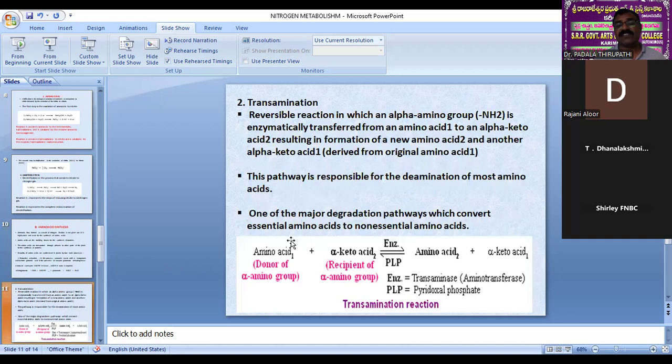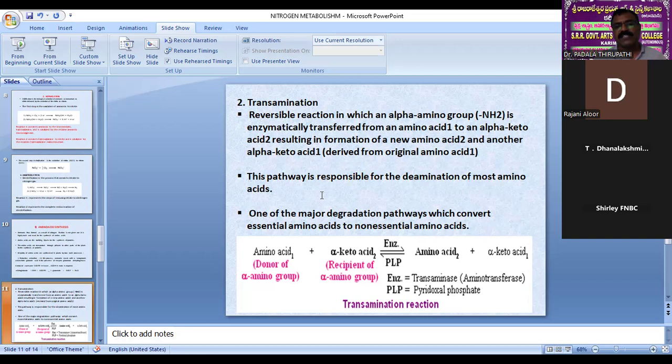Then the second one is transamination. Transamination is the second step of amino acid synthesis. It is a reversible reaction in which an alpha amino group is enzymatically transferred from amino acid 1 to an alpha keto acid, resulting in the formation of a new amino acid and another alpha keto acid that is derived from the original amino acid.